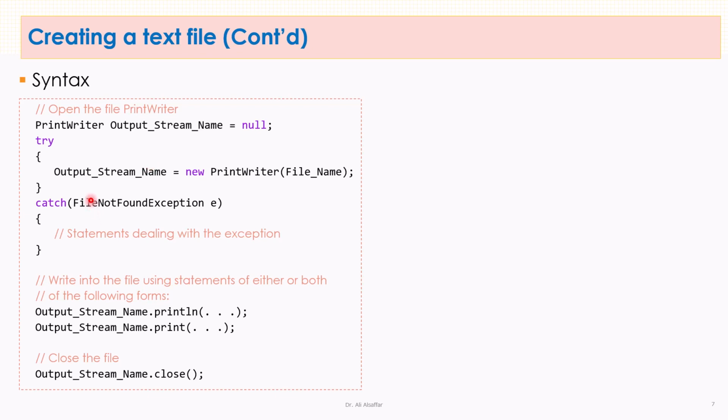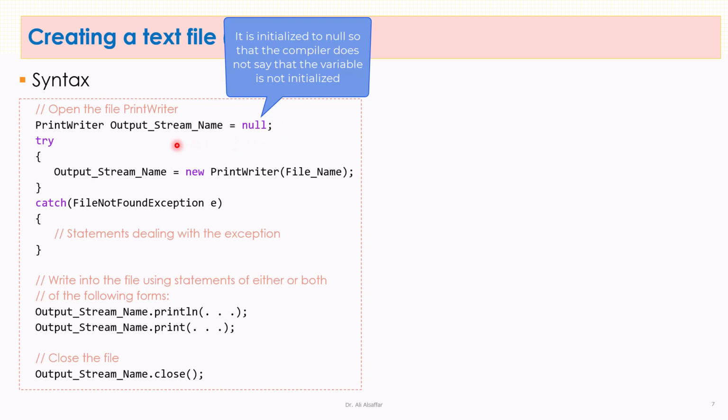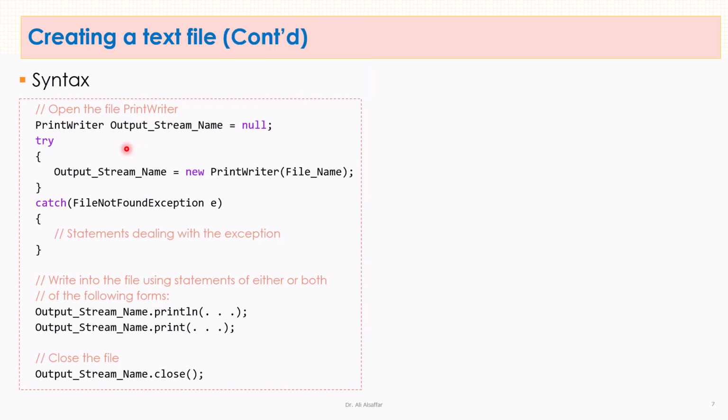For opening the file, we need to declare an output stream variable of type PrintWriter and initialize it to null. This variable, we are going to use as the name of the stream. So whenever we want to write into the file, or if we want to close the file, we use this variable. To open the file, we need to open it within a try and catch block. Inside the try, we create an object of type PrintWriter, and we supply the name of the file as an input parameter to the constructor. And in the catch statement, we catch the FileNotFoundException.